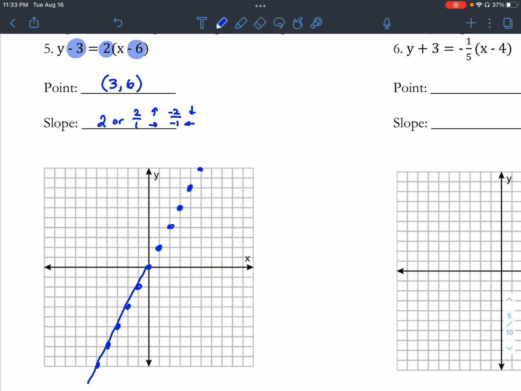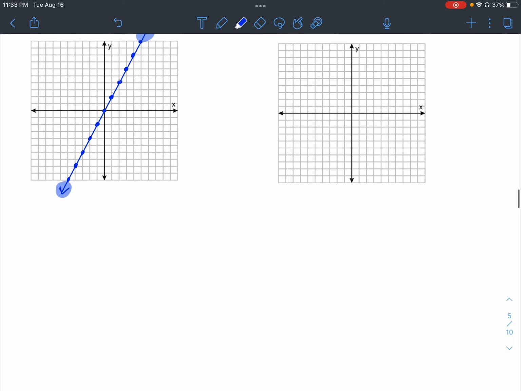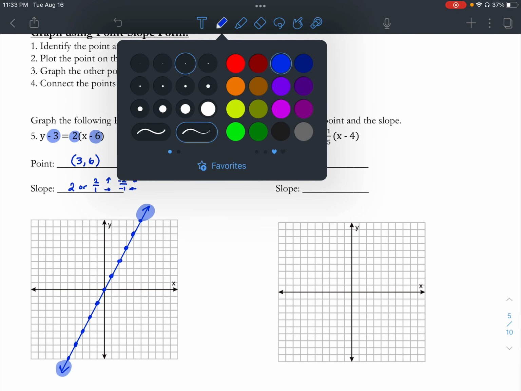Thank you, Notability, for giving us the straight line tool. Although I will say, I think I draw some pretty darn straight lines, even without the straighten tool. Is this the last problem? Look at that, it is. All right, you know what, last problem, we're going pink.